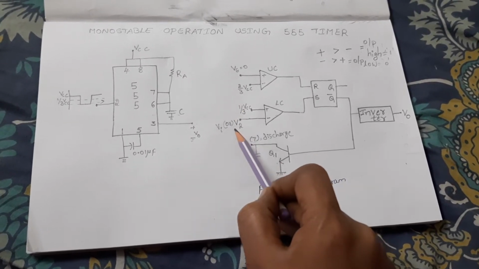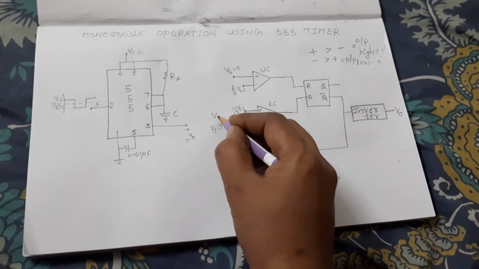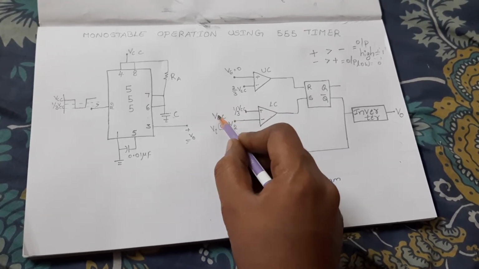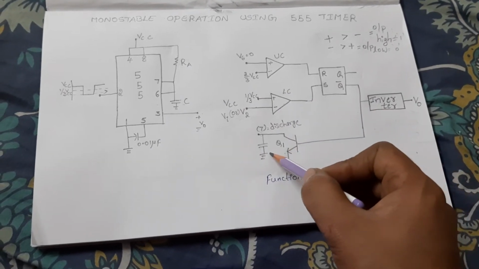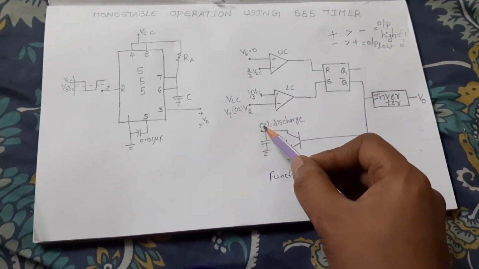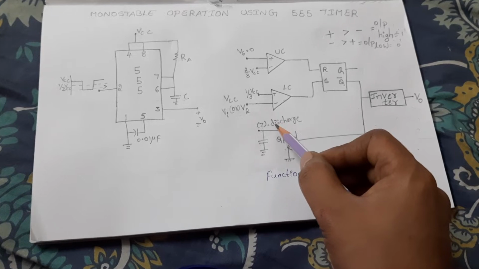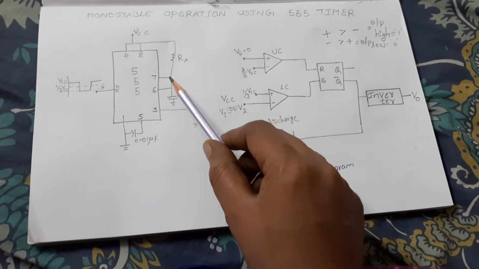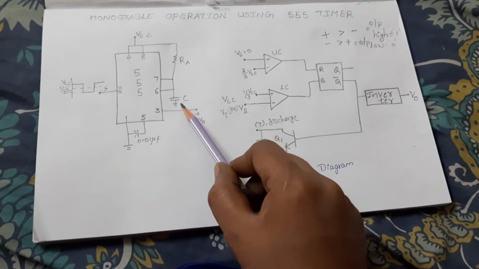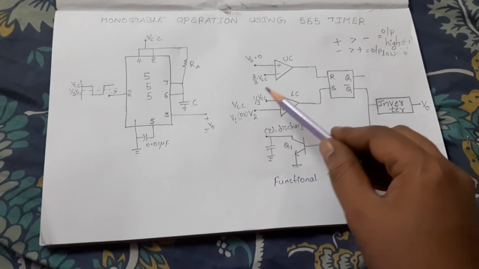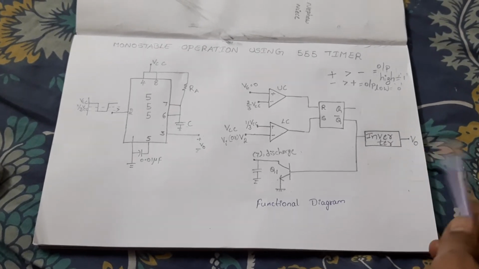Remember another point: before giving the triggering, there will always be a VCC supply here. To analyze this circuit, here is the transistor Q1, and the seventh pin is the discharge pin. In the pin diagram, the seventh pin and sixth pin are both connected from VCC using RA and C.